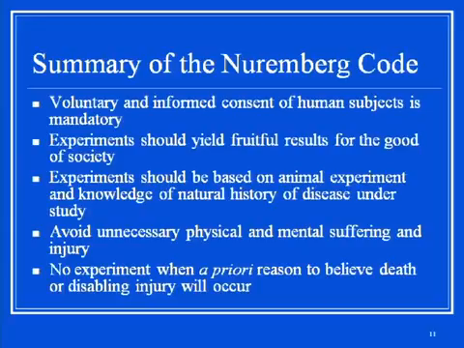To summarize the code, it states that voluntary and informed consent of all human subjects is mandatory in research, that experiments should yield some fruitful results for the good of society, that experiments should be based on animal experiments first and knowledge of the natural history of the disease under study, to avoid unnecessary physical and mental suffering and injury, and that no experiment should happen where there is an a priori reason to believe death or disabling injury will occur.